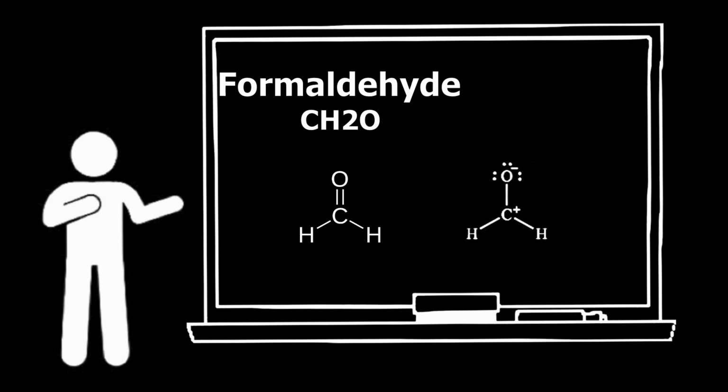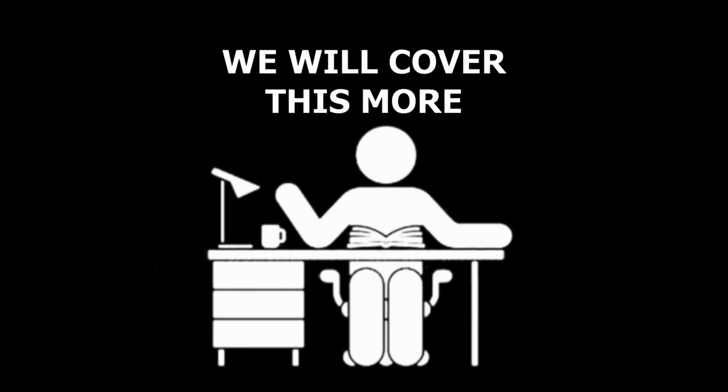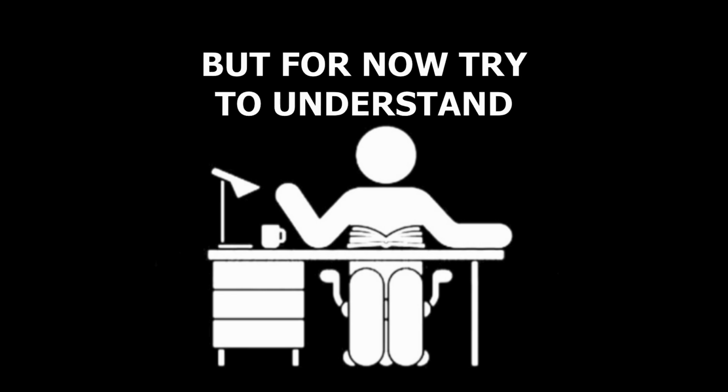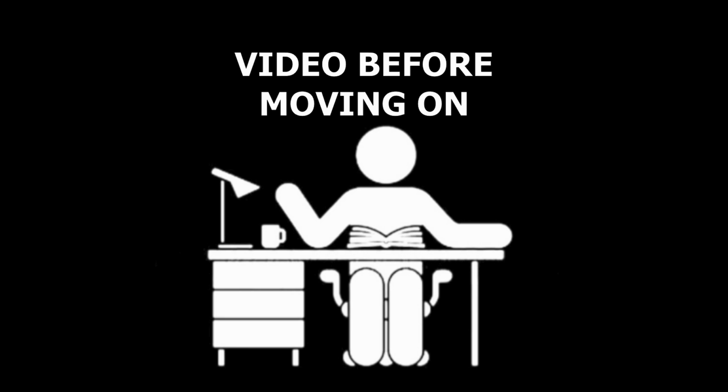positive charge, and while that's also true, we need to take a look at the oxygen atom next to carbon. We see that it has a formal charge of -1, making a negative charge that cancels out the positive charge on the carbon. This makes the entire structure neutral. We will cover this more in the next video if this seems confusing right now, but for now, try to understand the concept shown in this video before moving on.